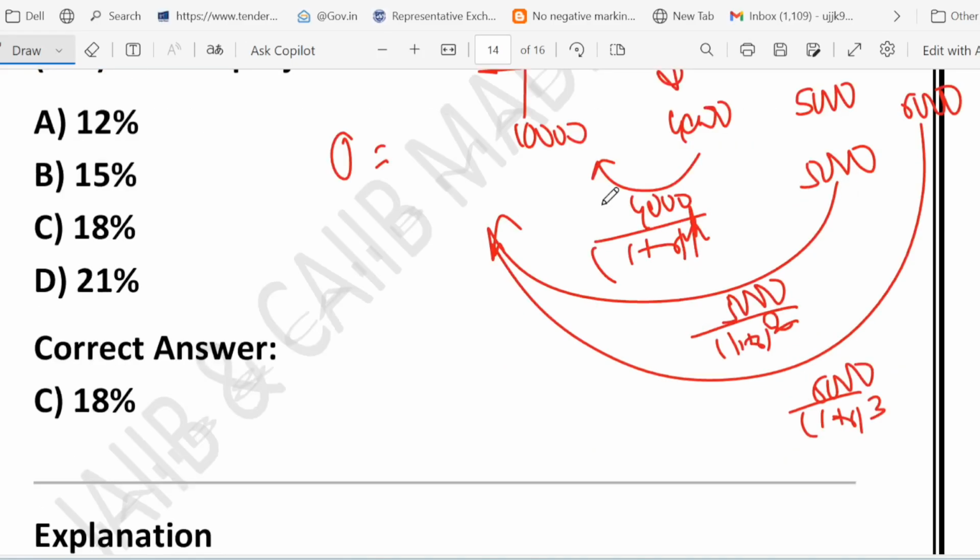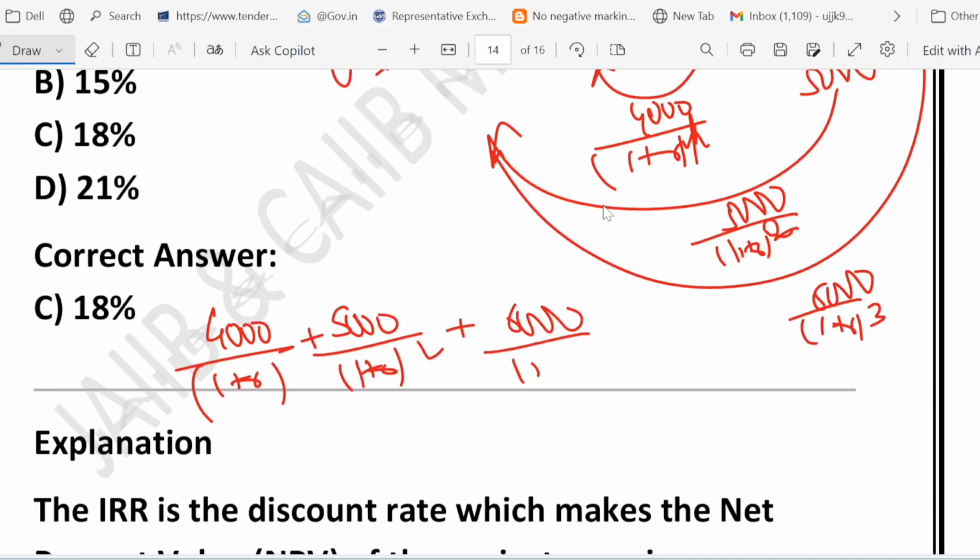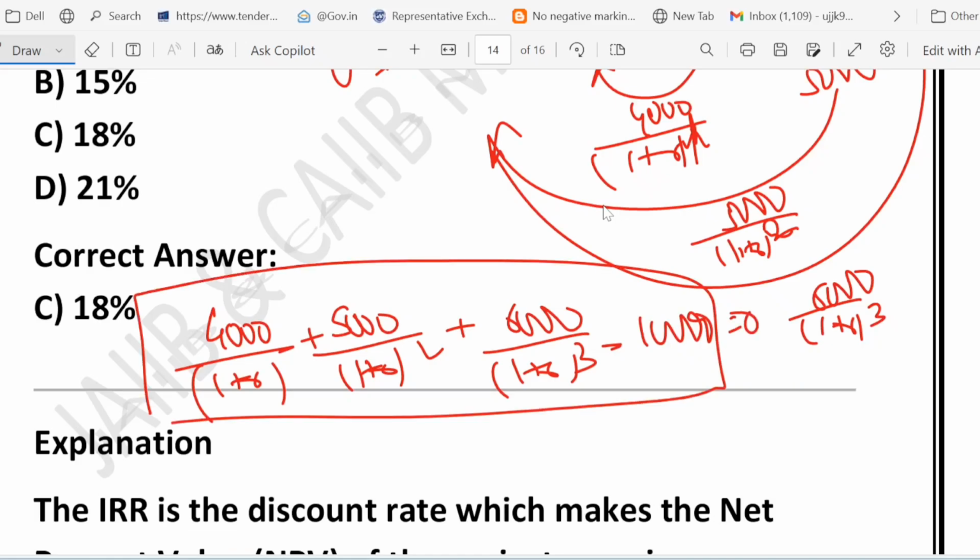Now that will give us the present value of all the cash flow. Let me write it down. So 4,000 upon (1 plus r) plus 5,000 upon (1 plus r) square plus 6,000 upon (1 plus r) to the power 3. Now that is our present value of all this cash flow. And what do we have to do? These are the positive cash flows that we are receiving. And how much is the negative cash flow? 10,000. So this is the net present value, and that has to be equated to 0, where r is the IRR.